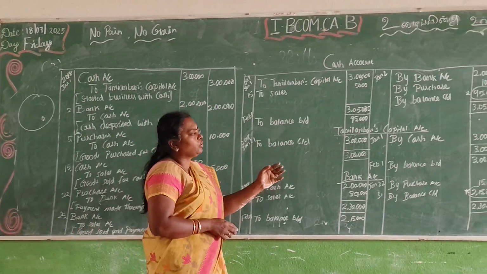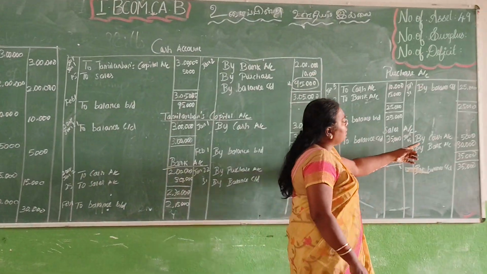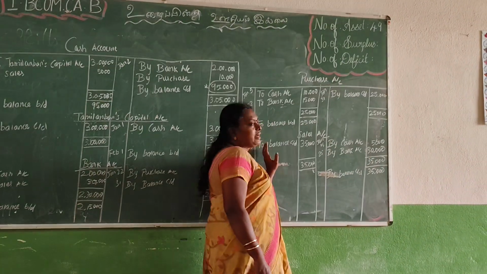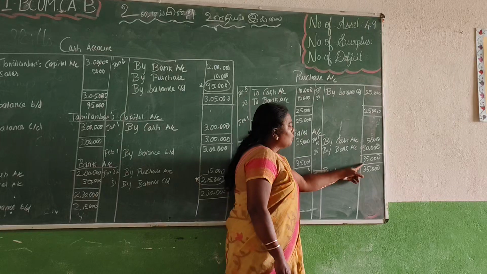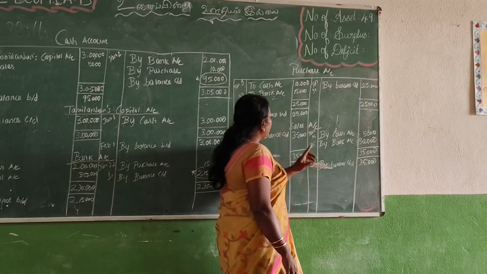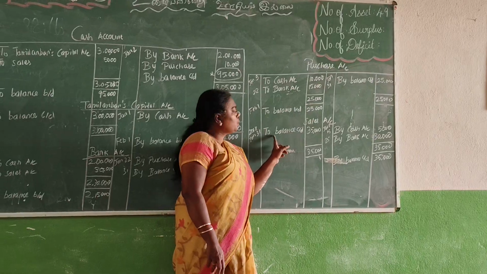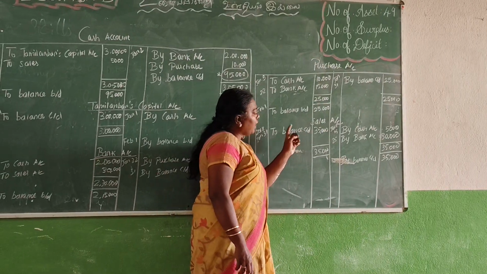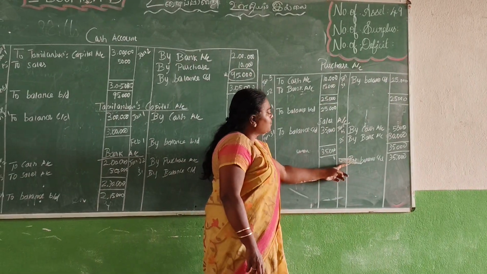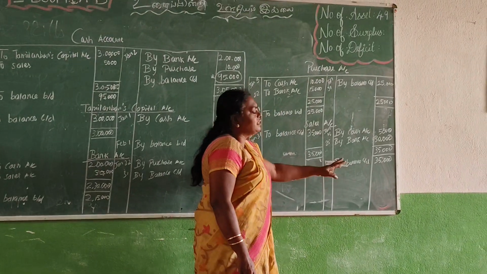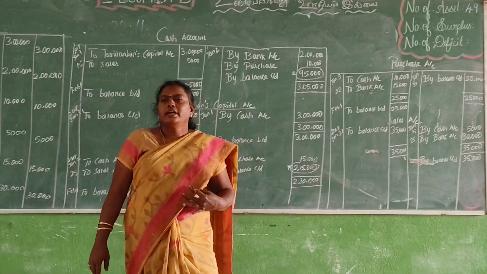So again, you come to the total. So the total will be 35,000. No more transactions in debit side. So your total 35,000 will be there. At the end of the month, this 35,000 is named as to balance carried on. At the next month, it is transferred and it is named as by balance carried out.